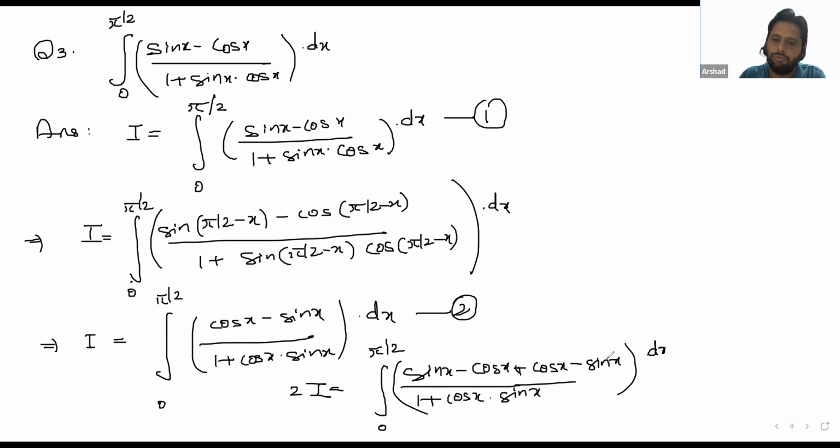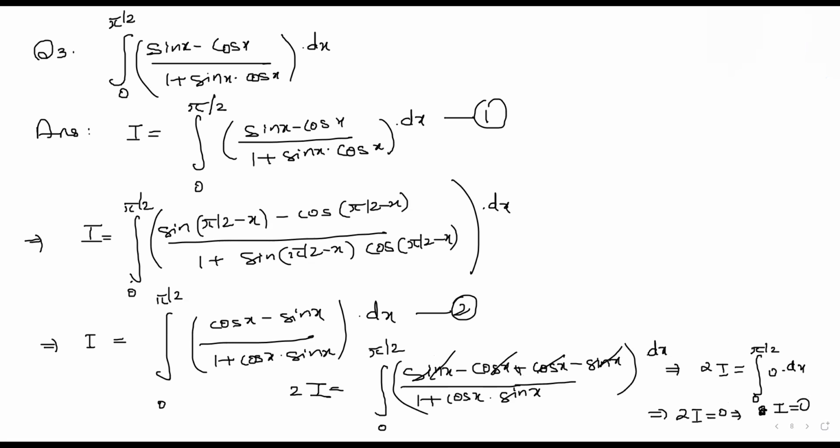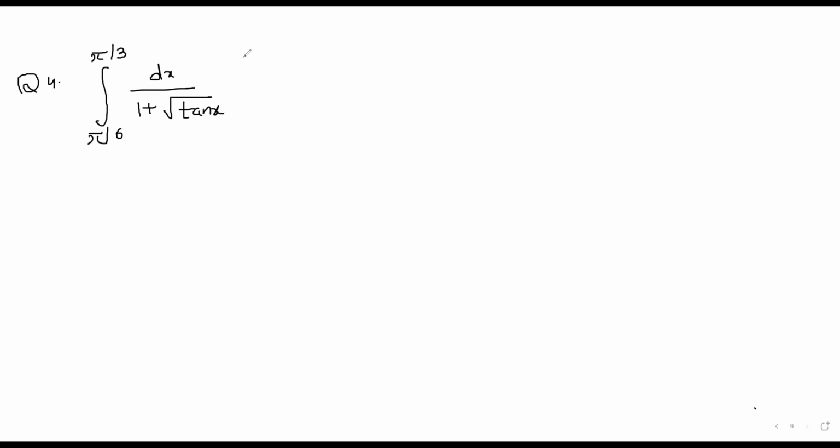Dx. So what will happen? Sine will get cancelled out, cos will get cancelled out, so you will get a 0 here. So 2I is equal to the integral from 0 to pi by 2 of 0 dx, so this will give you 0. Is it clear, Zephyr? Okay, great. Now please start the fourth one and share your answer. Please let me know if you have any doubt here.